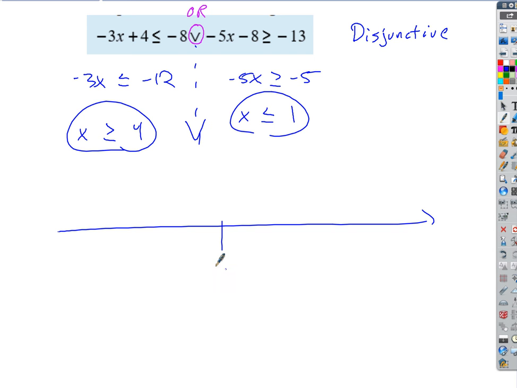The line from the 1. Okay, so there's 1. If it's less than or equal to 1, I'm going to do a closed circle, right? Because I'm including the point. And then out here at 4, I'd have another closed circle going to the right. So frequently, disjunctive inequalities, if they don't intersect, are like the oars on a boat. Like you're looking at a boat coming at you, and those are the oars, right? These are your numbers.